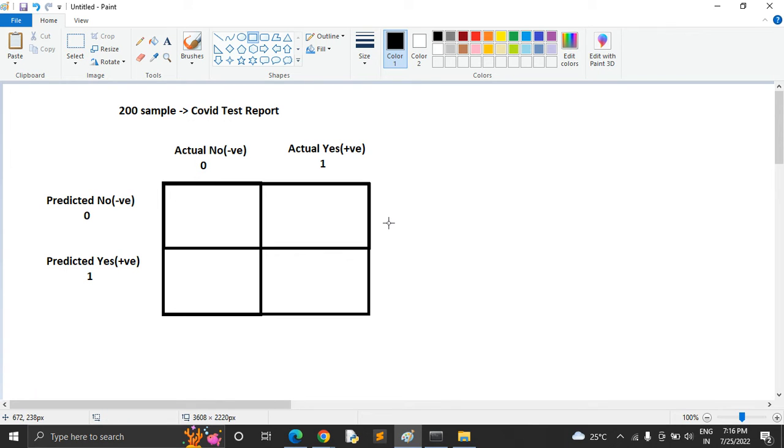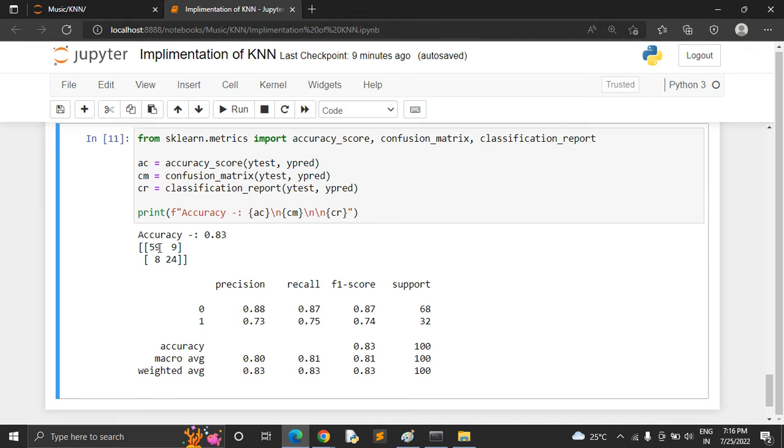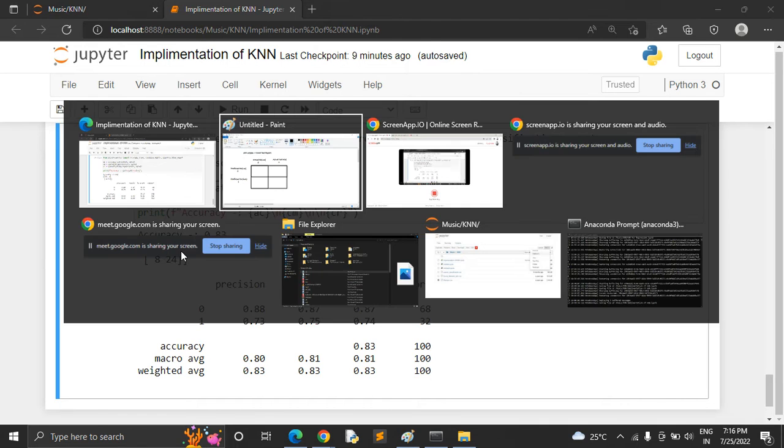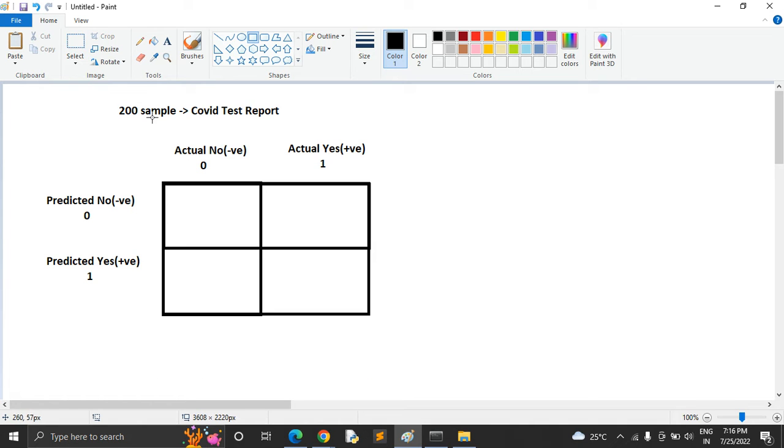All right. Now let us understand what the numbers are. If you see, there are certain numbers here, that is 59, 9, 8, 24. So what are these numbers? As I said, there are 200 samples with us. Right. There are 200 samples with us. हमारे पास 200 sample हैं guys. हमारे पास 200 patients हैं basically.